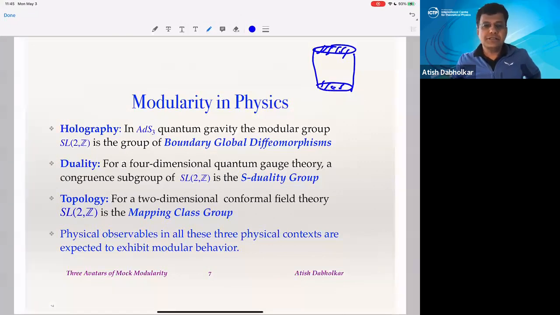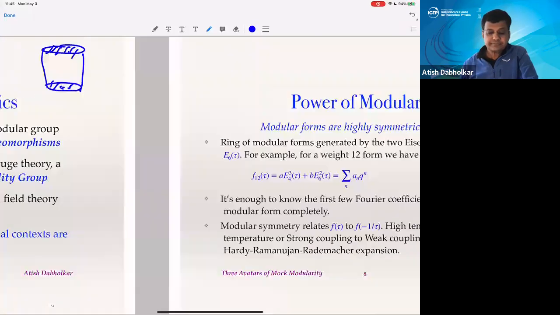And then in topology, it appears because if you're computing some elliptic genus of some manifold, like a K3 manifold, you can reduce that computation to a two-dimensional conformal field theory calculation. And there, the SL2Z is the mapping class group of the two-dimensional torus worldsheet. And therefore, physical observables in all these three physical contexts are expected to exhibit modular behavior.